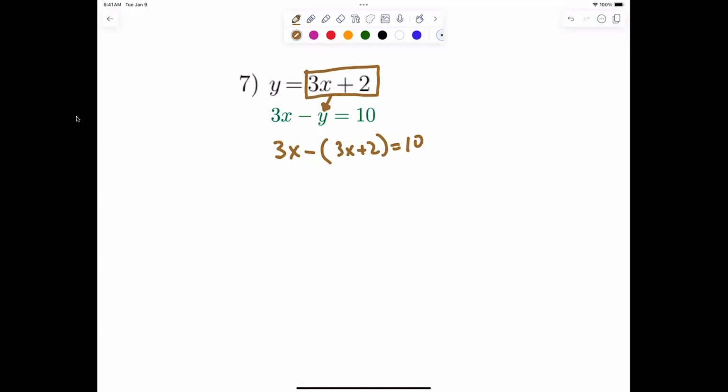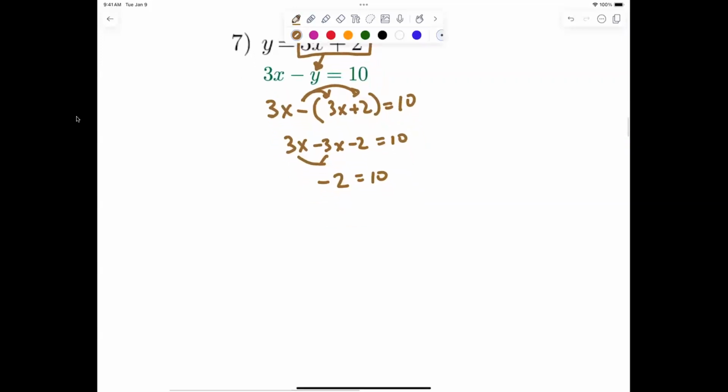What's the matter? Yeah, that's why it's a sub. That's why now we distribute the negative x or the negative 1. So I get 3x minus 3x minus 2 equals 10. 3x minus 3x does what? So I have negative 2 equals 10. Is that true? No. So that's false. So there would be no solution.